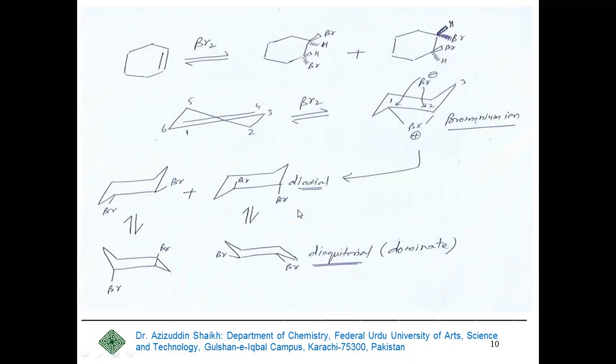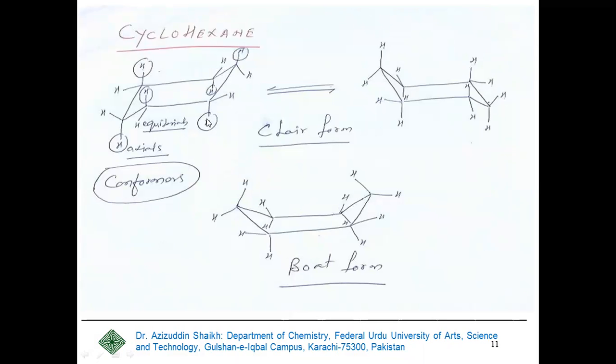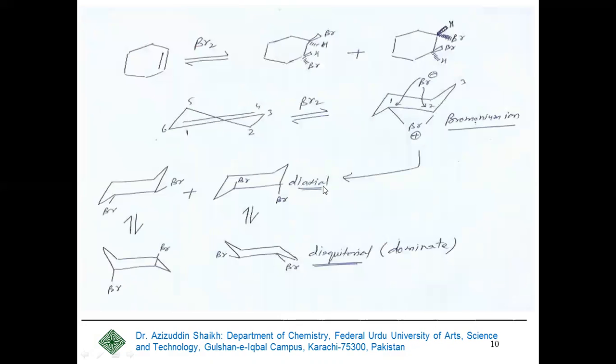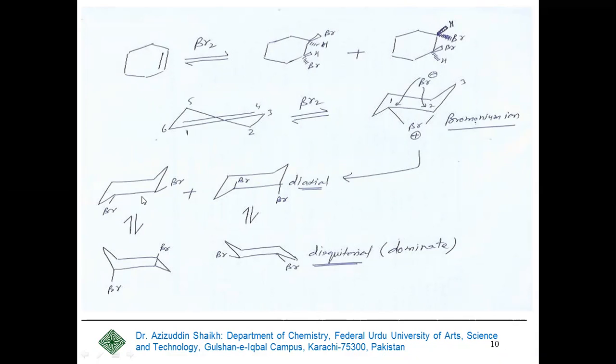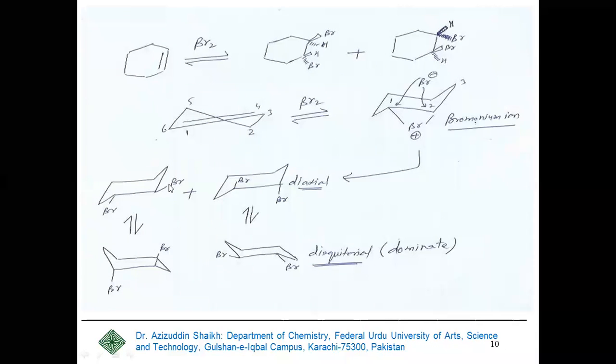Diaxial means this one: this axial is below the plane and the adjacent axial is above the plane. So in this case, the diaxial product is formed by attack from two positions. If the attack is on one position, then the equatorial product is formed. This is also a trans or anti product, above the plane and below the plane.